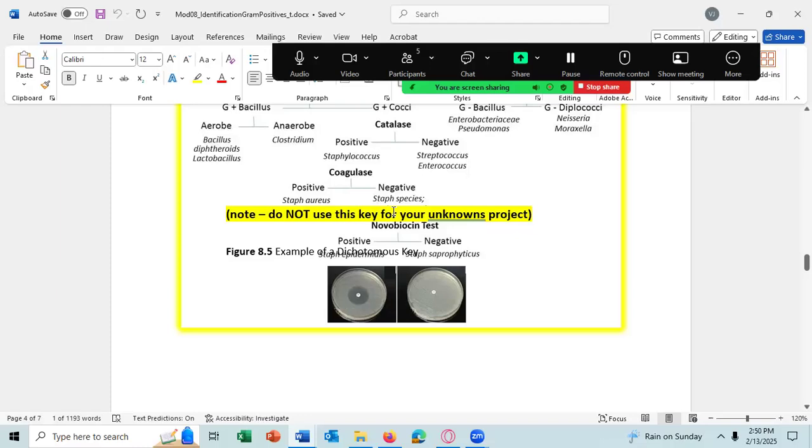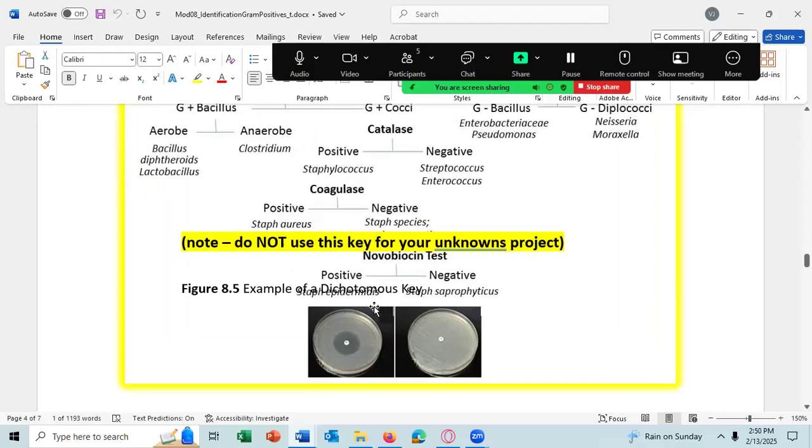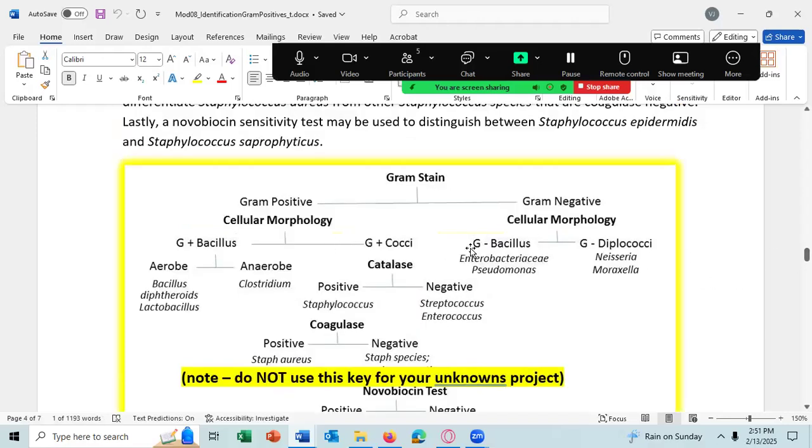You can then run the novobiocin test, and let me see if I can read that, because it's a little bit written over. It is Staphylococcus epidermidis if it's novobiocin positive. If it is novobiocin negative, it is Staphylococcus saprophyticus. And that is running a dichotomous key, where you have a test which separates all possibilities into two groups.